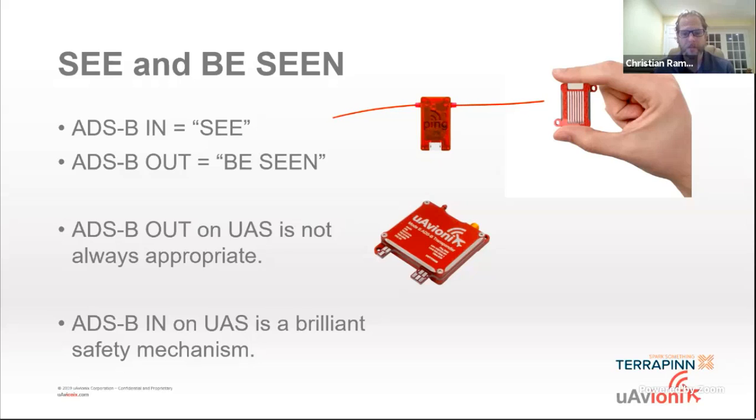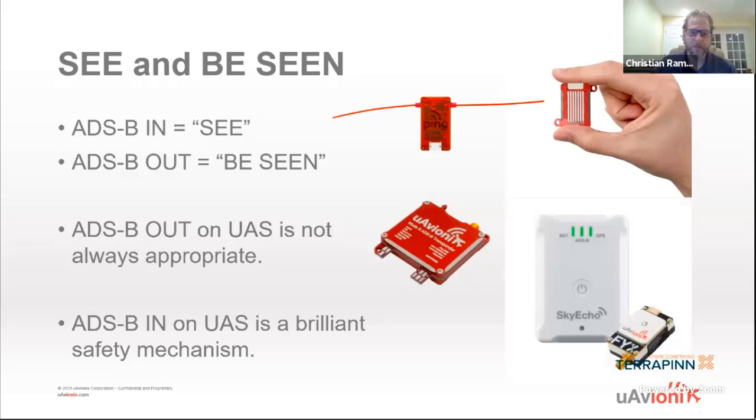The product that you see there, the Ping 200X, is a 250 watt transmitter. You will be seen hundreds of miles away if you're transmitting on that. So that's not always appropriate. And of course, the best of both worlds is devices that have ADS-B in and ADS-B out.